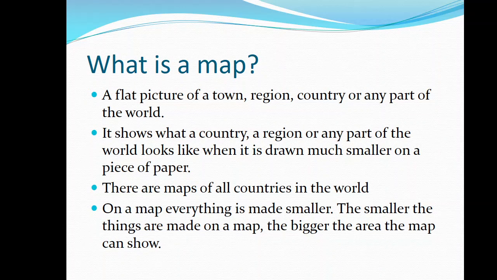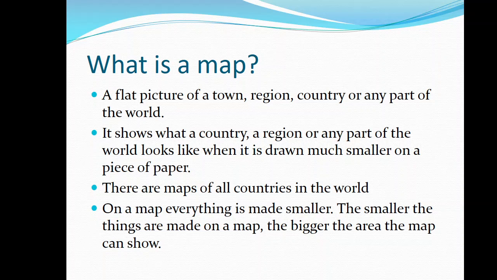Okay, so we will look at what is a map. A map is a flat picture of a town, region, country, or any part of the world. It shows what a country, region, or any part of the world would look like when it's drawn much smaller on a piece of paper. So there are different maps of all countries in the world. So each and every country in the world has a map.